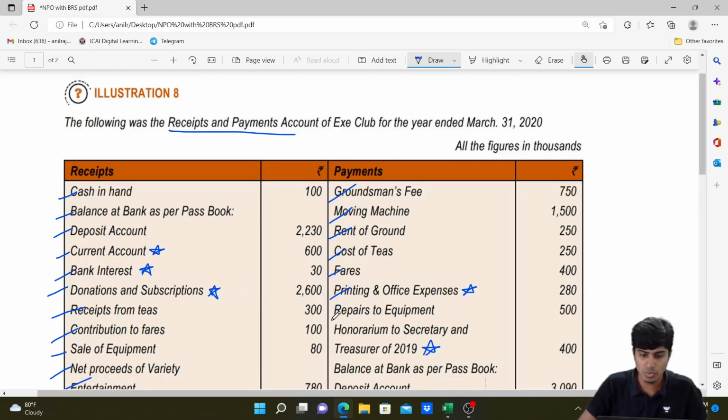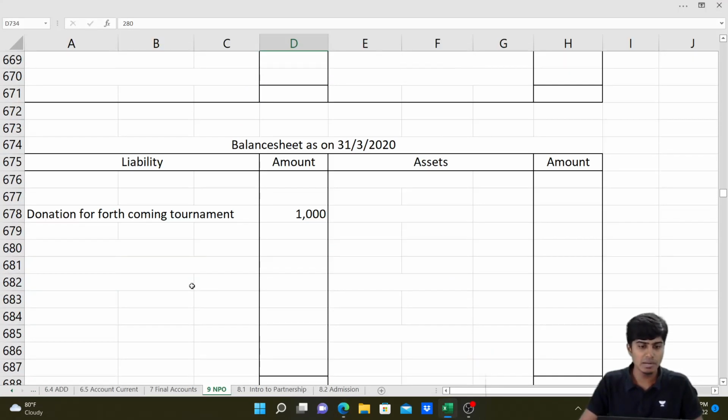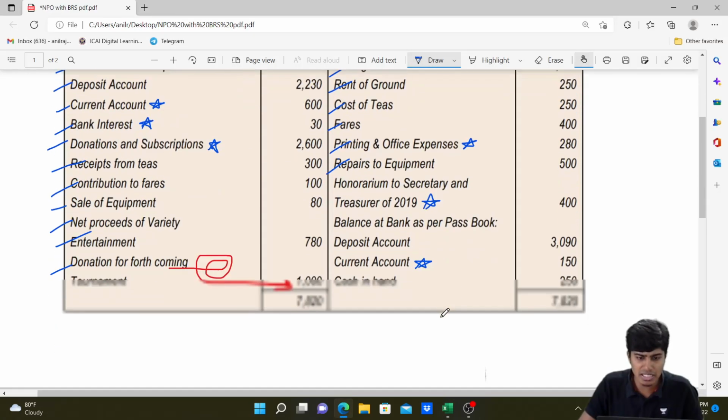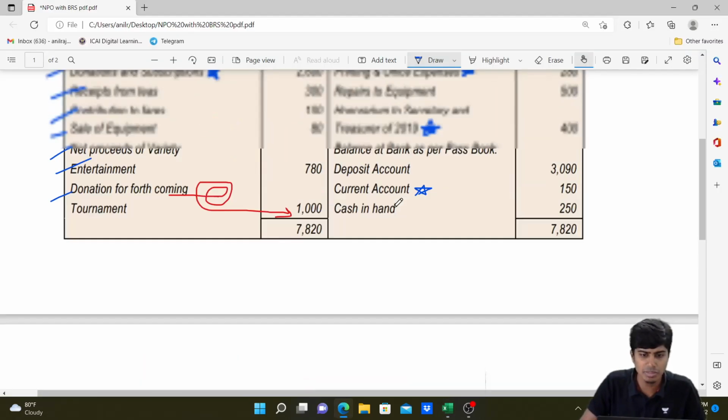What do we have after this 280? Then we have repairs to equipment 500 rupees. This 500 rupees is what is incurred, there is no other adjustment. So I would straight away write it in my income and expenditure account as expense. Can I? But is there any adjustment for repairs? I think there is. That one outstanding check is there, no? Yeah, checks outstanding for repairs. So there are adjustments.